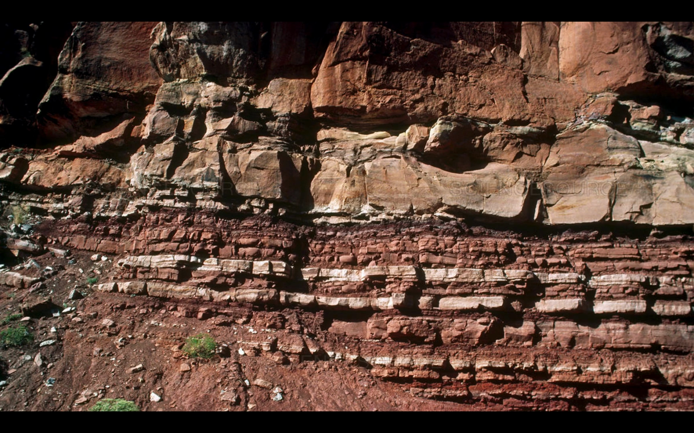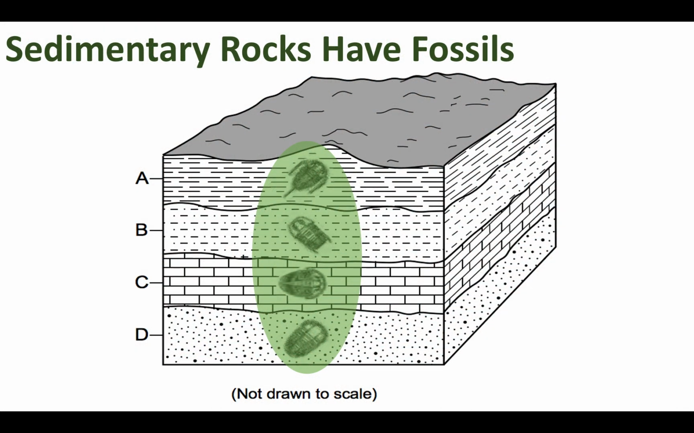So here's another image just showing you the formation of rock layers. The rocks in this image are all sedimentary and they're all piled on top of each other as they were deposited over a long period of time in a body of water. So another thing that's really important is sedimentary rocks have fossils. In each layer, A, B, C, and D, there's a distinct fossil found within each layer.